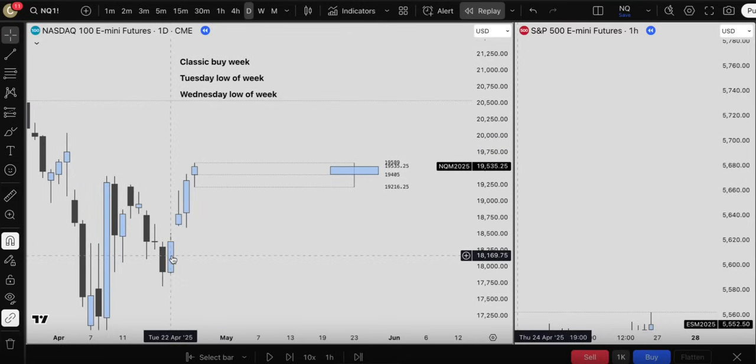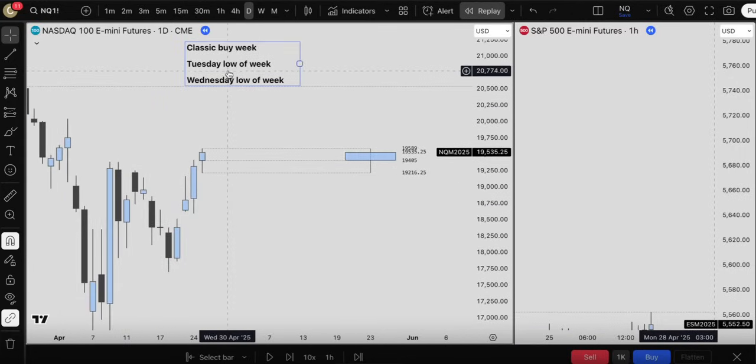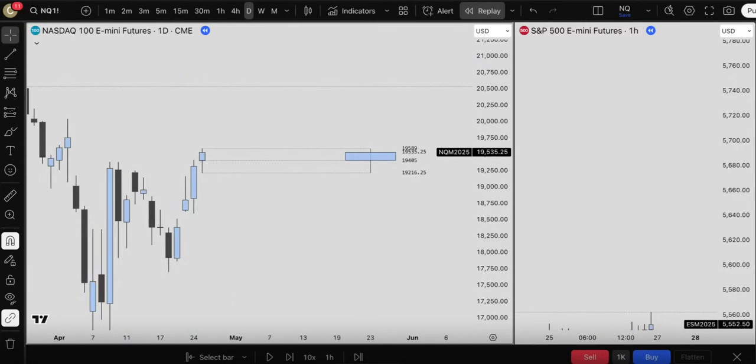Look, last week was a classic buy week. As you see, Monday made the low of the week, Tuesday, Wednesday, Thursday, Friday close. Okay? This week, I knew it was a bullish weekly profile, but I didn't know which one it was going to be. But I know that if Monday we make a low and Tuesday we don't even come close to that low and we keep trading, then it's probably a classic buy week.